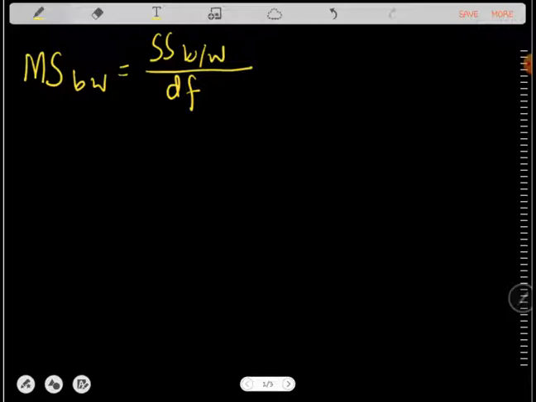Pero in this one kasi, yung between, di ba, is just a vertical. So, kukunin natin yung DF niya na yung vertical lang din. Okay, so yung SS between natin, again, that is 252.78 over 2. Okay, huwag kayong malito dun sa DF na ginamit natin. And that is equals to 126.39.